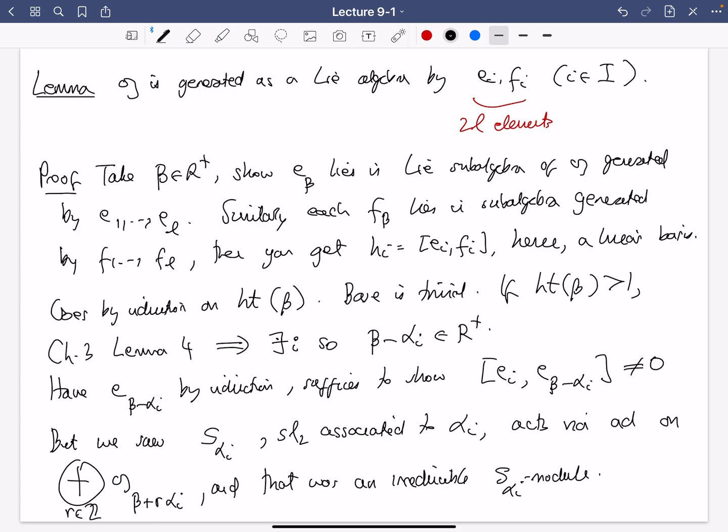So it follows that any non-zero vector in this module, such as this vector, generates every other vector in that module by acting in this way. So in particular, if you act with E_i, it must add alpha i onto it. You're kind of moving up that string. So we know that's non-zero because of the irreducibility of this thing as an SL2 module. Okay, so that's the proof.